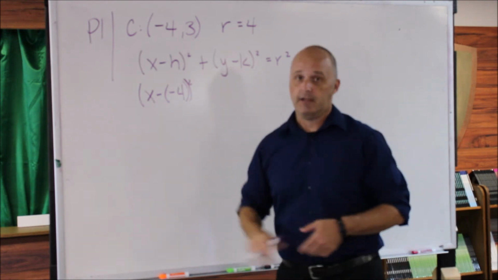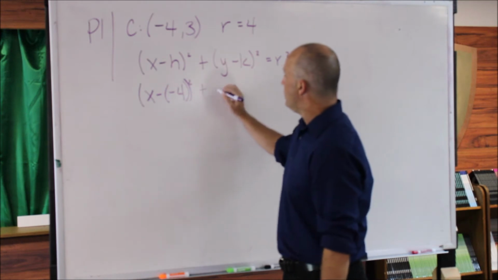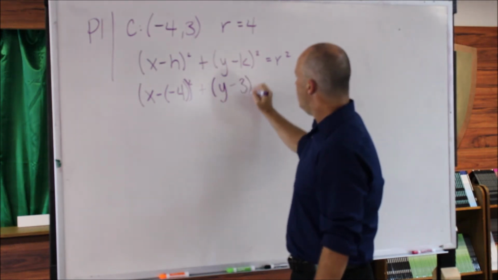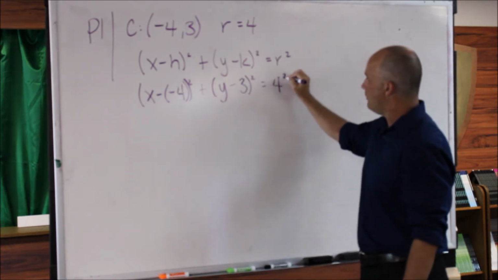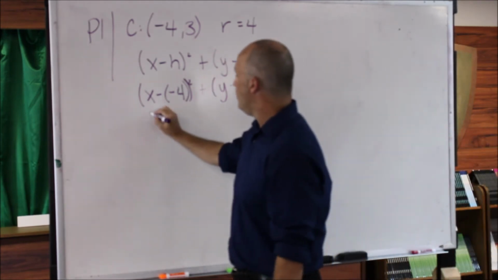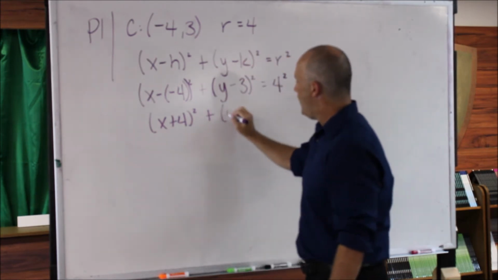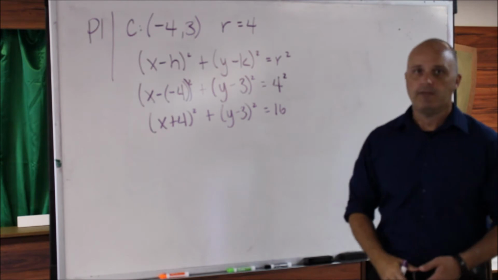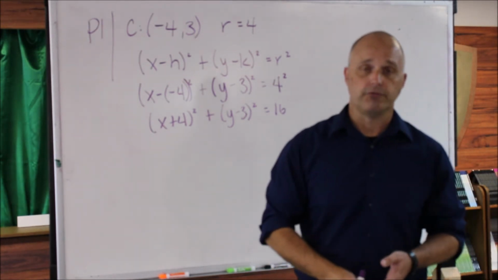If I leave this as x minus 4, then my equation is not going to be correct. Over here, I'm going to go y minus 3, and then that gets squared, and then we're going to plug in 4 for the radius, and remember that that needs to be squared as well. So come over here and simplify this. We end up with x plus 4 squared plus y minus 3 squared equals 16, and that's going to be our equation in the general form.